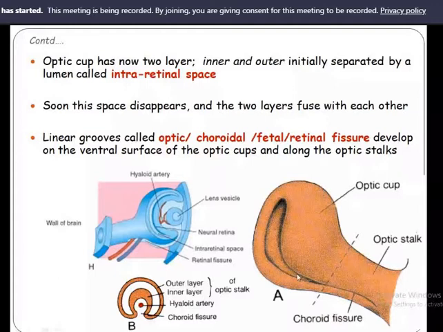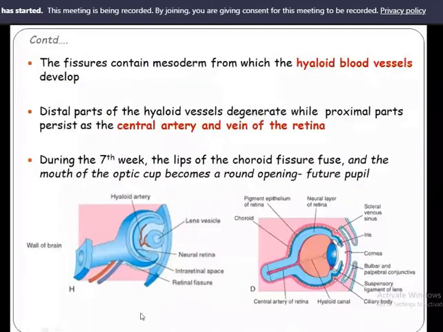Now what you have to remember in this part is, during the invagination process of the optic vesicle, a linear groove will appear, that is known as the choroid fissure. Now same thing, see over here, this one is also the choroid fissure. This choroid fissure consists of mesoderm, and you know the blood vessels are developed from the mesoderm. The mesoderm present in the choroid fissure will further differentiate into the hyaloid blood vessel.